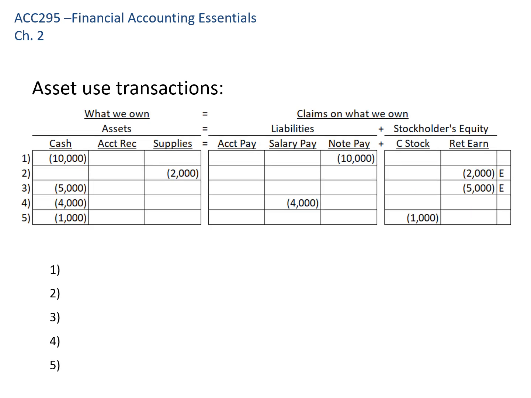Next, we have asset use transactions. So the first one here is paying down part of that loan that we borrowed in the last slide. So cash goes down by $10,000, notes payable goes down by $10,000.